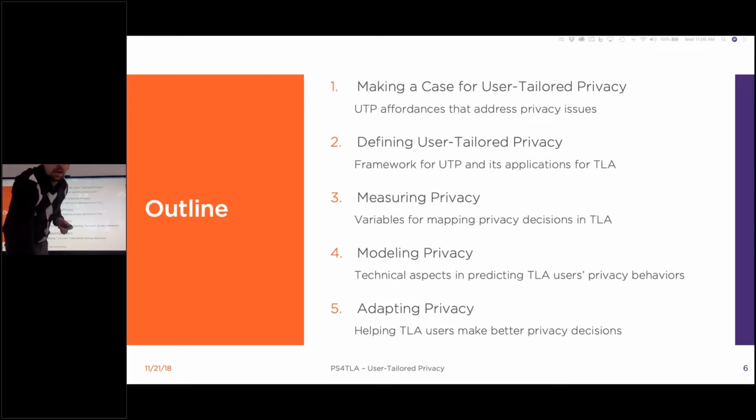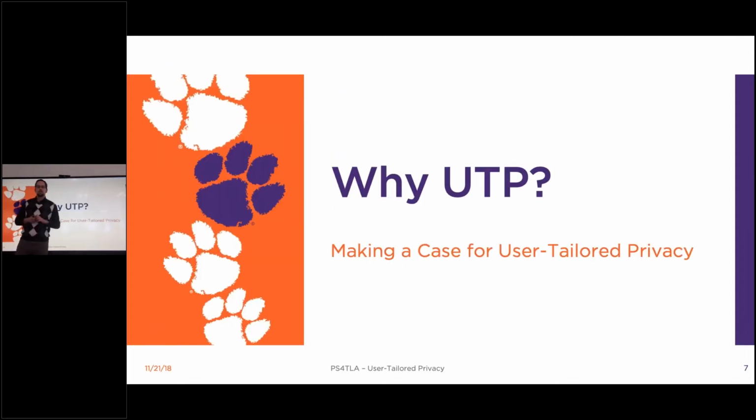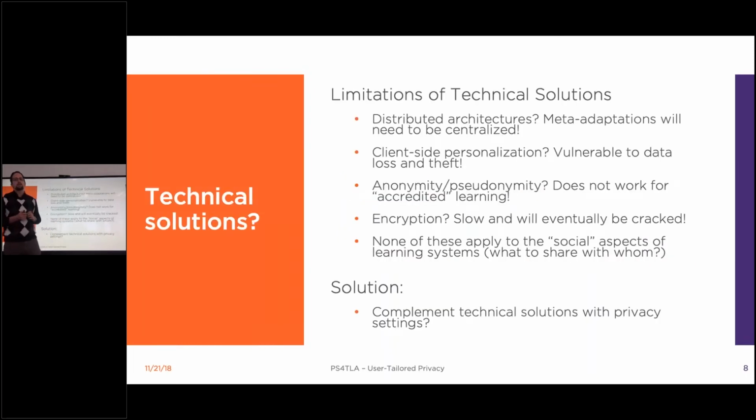So I'll start with explaining why we want to do user-tailored privacy. Why is this important, especially for distributed learning systems like TLA-based systems? If you're a developer building a learning system, you are probably already familiar with technical solutions for privacy protection. And these technical solutions are great, but they have certain shortcomings, especially in the context of learning systems.